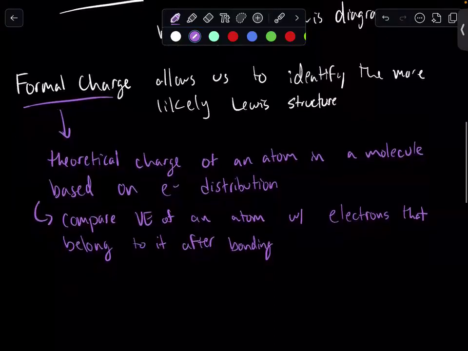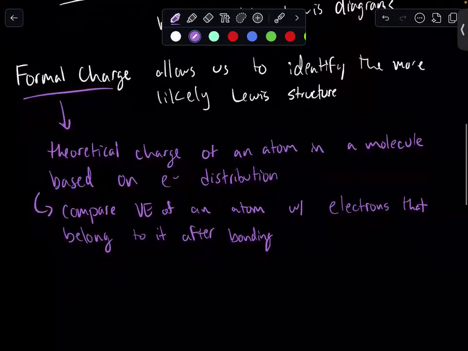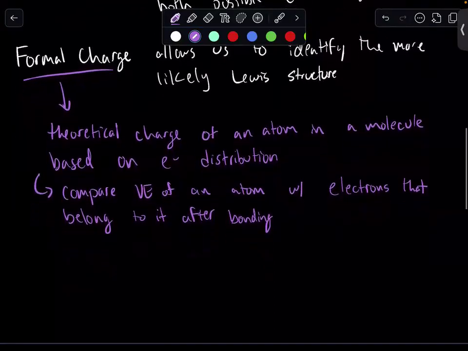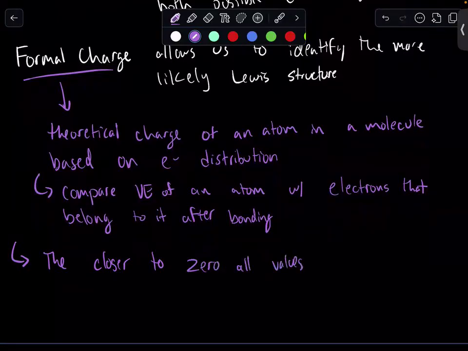Because we're basically just counting which electrons belong to atoms. And the rule of thumb for formal charge is the closer to zero all values are, the more stable the configuration.